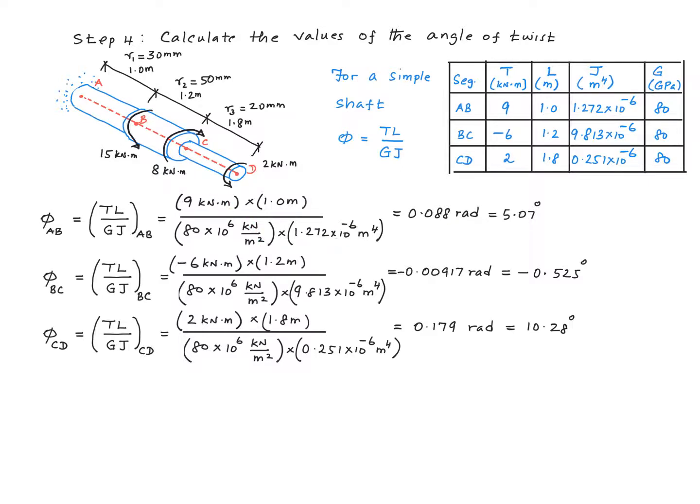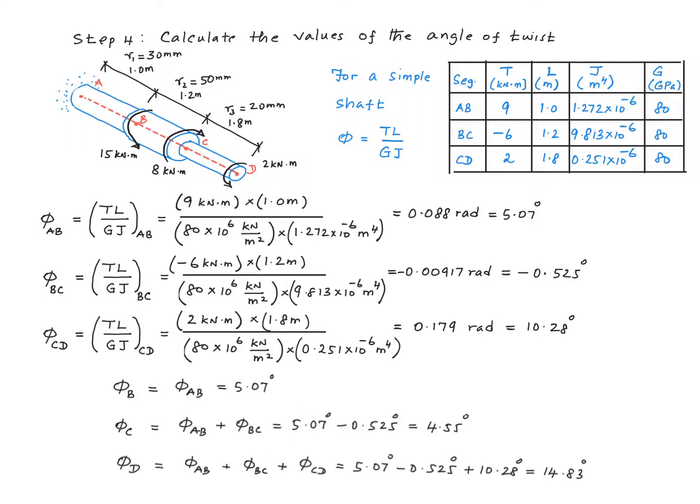All of the units will cancel out to give you no units, and that's the way it's supposed to be. Angle is supposed to be calculated in radians. Now we can of course convert that into degrees by multiplying this by 180 and dividing that by pi. So in this particular case, I get a value of 5.07 degrees for phi AB. Now you can follow these 2 steps very easily. So here I get a value of minus 0.525 degrees, and here for segment CD I get a value of 10.28 degrees.